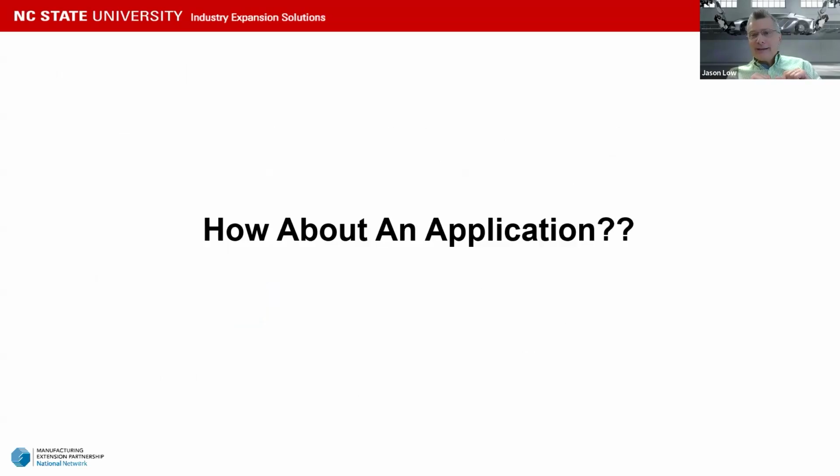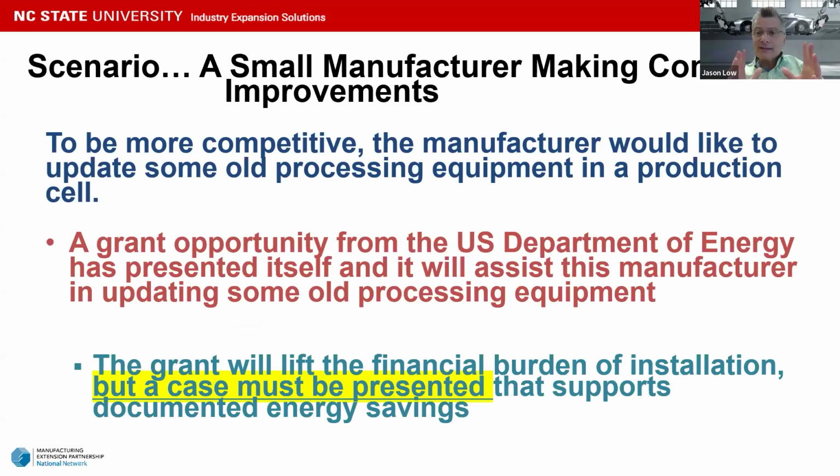So the proof is in the pudding here, right? So I wanted to show you an application here towards the end. And this is something that is very real, because what I'm about to show you is something that is actually in use right now. So I want to pose a scenario. There's a small manufacturer making continuous improvements. It could be why you're here today, right? So you want to make improvements to your process. And this particular manufacturer would like to update some old processing equipment in a production cell.